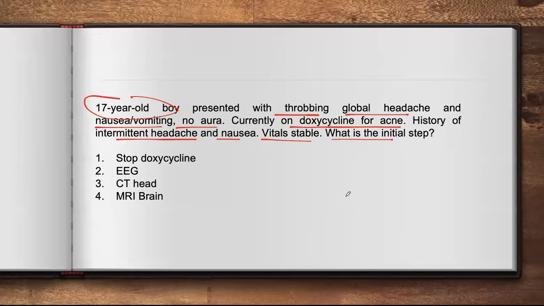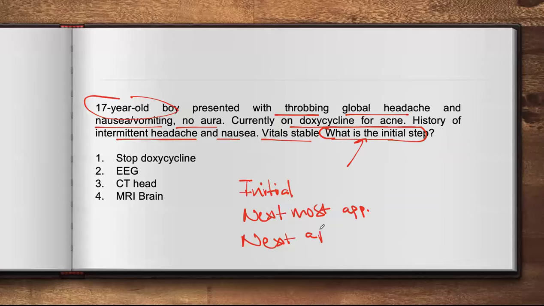Now, it's important that you understand the type of question in the exam. The first and foremost thing to know is how to actually read a question. What are the important things in a question? The most important thing in a question is what the question itself is. So the question is, what is the initial step? Now, in your exam, you will find questions like this. It could be, what is the initial step? It could be, what is the next most appropriate investigation or next most appropriate management? Or what is the next investigation? All of them are the same.